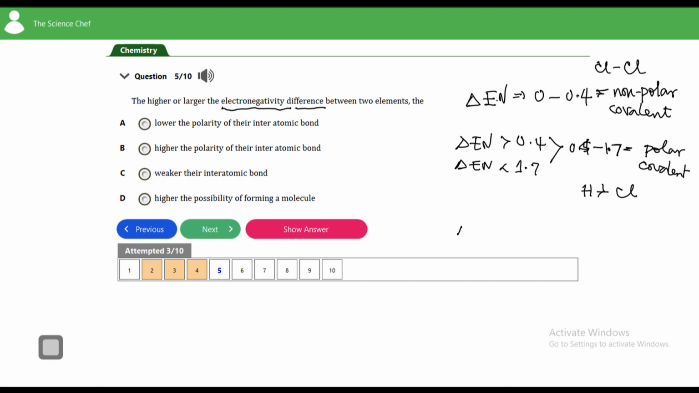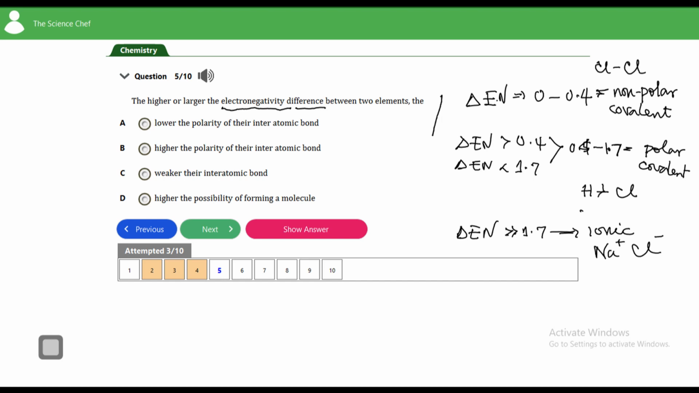Then if the difference in electronegativity is greater than 1.7, then the bond is likely to be ionic, to be an ionic bond, as seen in the bond between sodium and chlorine, right? Na plus and Cl minus, which means that here now there will be a complete transfer of electrons from the metallic atom to the non-metallic atom.